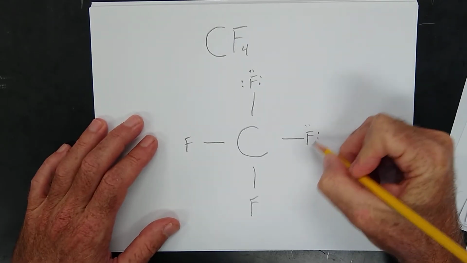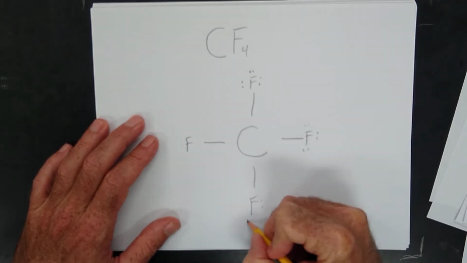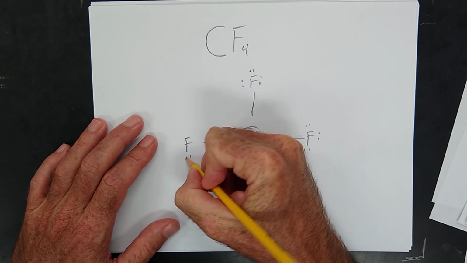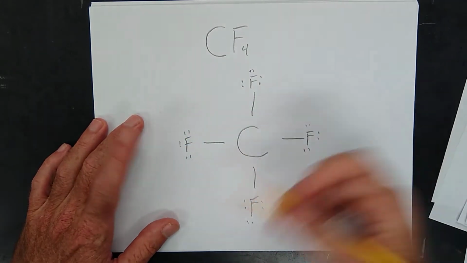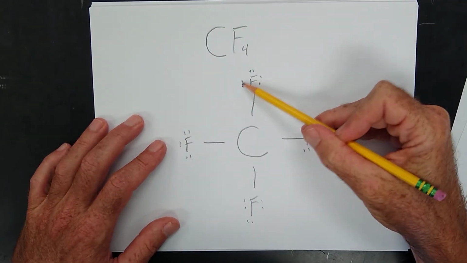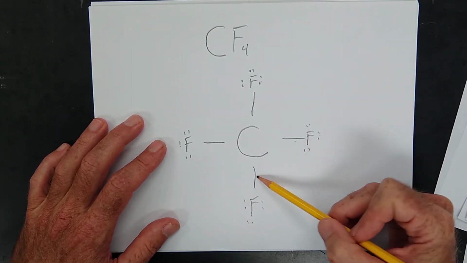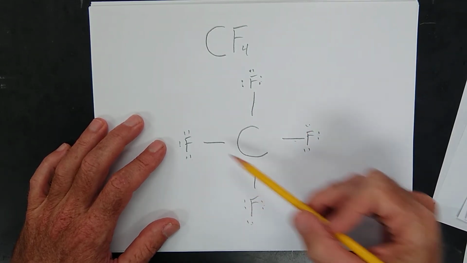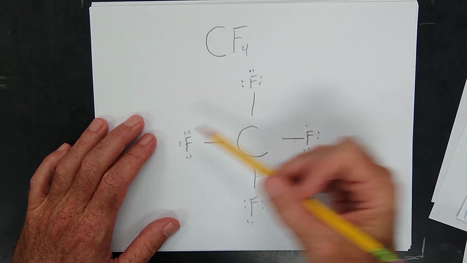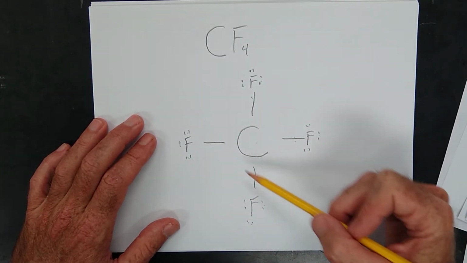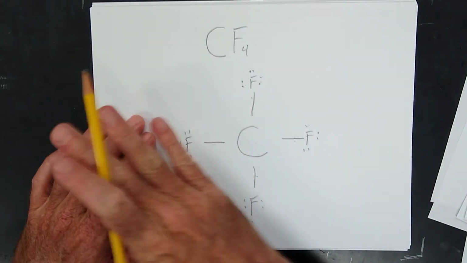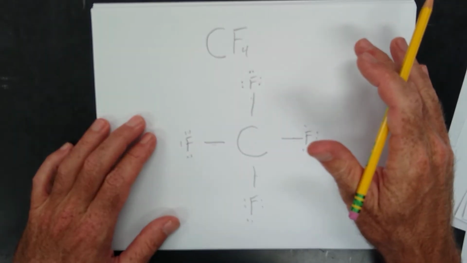Counting up the remaining dots on each F: 3, 4, 5, 6, 7, 8. Now everybody's happy, each F has 8. And let's look at the carbon. 2, 4, 6, 8. Everybody's happy. That's all we're doing right now.